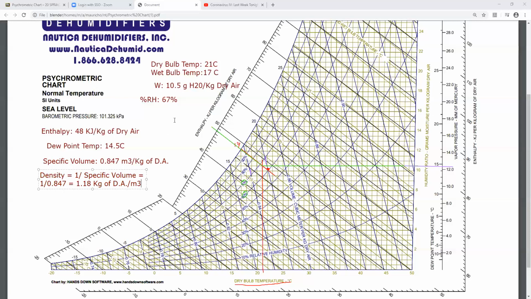So we got all the properties down. Wet bulb temperature, dry bulb temperature, the humidity ratio from here, relative humidity along the curves, the enthalpy reading here all the way to the top left. The dew point is the next scale all the way to the right. Specific volume, these other diagonal lines that go vertical, and the density is the inverse of that specific volume.